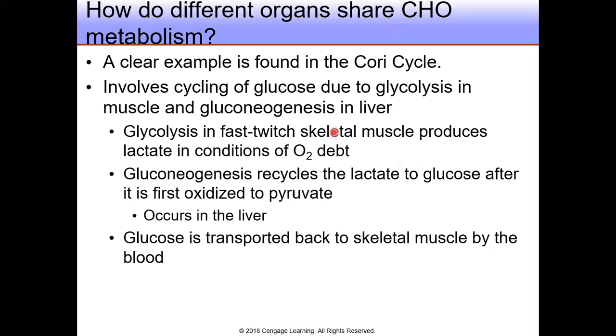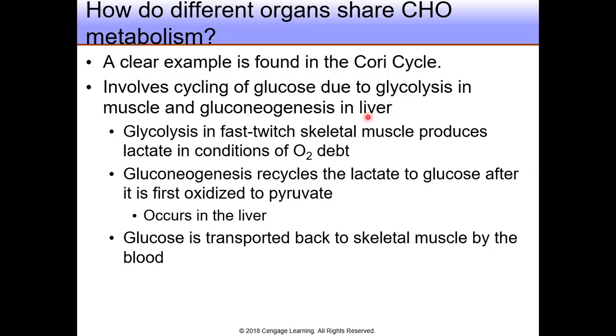Now, glycogen metabolism in body organs. How do different organs share carbohydrate metabolism? Now, using a combination of these control mechanisms, an organism can set up a division of labor among tissues and organs to maintain control of carbohydrate metabolism, and a clear example is found in the so-called Cori cycle. The Cori cycle is named for Gerty and Carl Cori, who first described it. Now, there is cycling of glucose due to glycolysis in muscle and gluconeogenesis in liver.